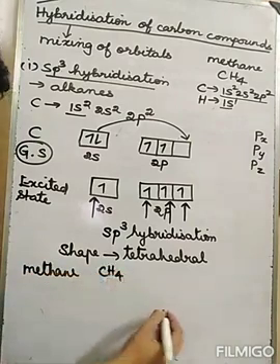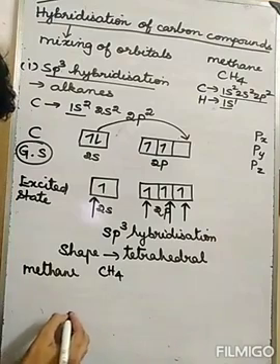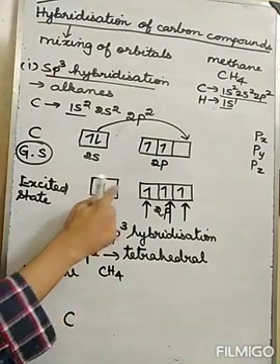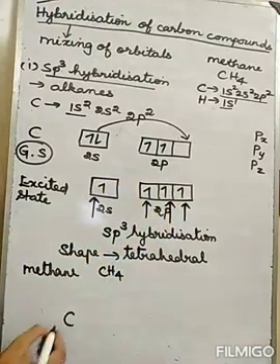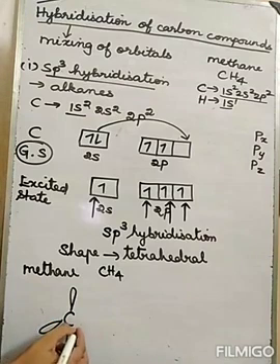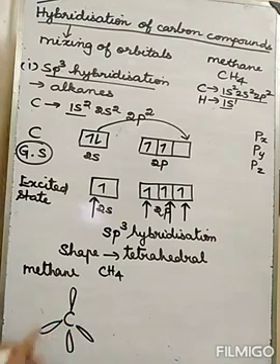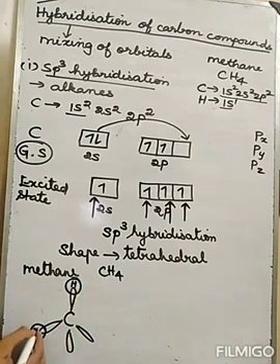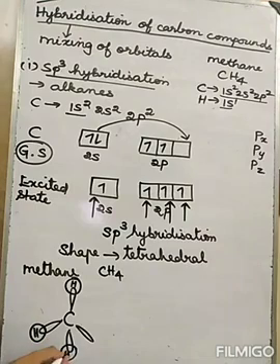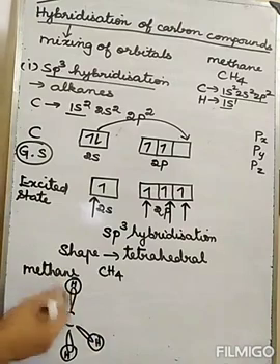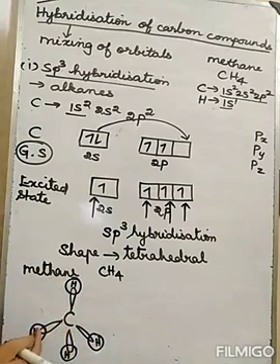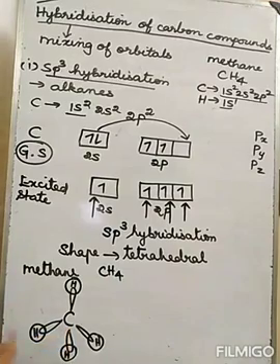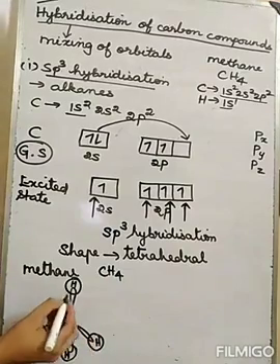So I am going to consider an example: methane. Methane is CH4. So carbon, I am going to draw like this. 4 orbitals are there for carbon. I am going to draw the 4 orbitals like this: 1, 2, 3, 4. And these 4 orbitals will be bonding with 4 hydrogen orbitals. Okay, so this will form one single bond, this will form another single bond, this will form another single bond, and this will form another single bond.